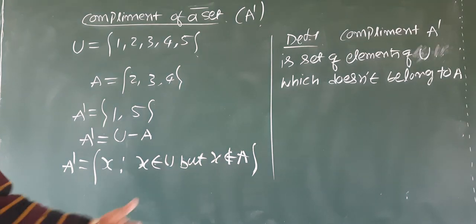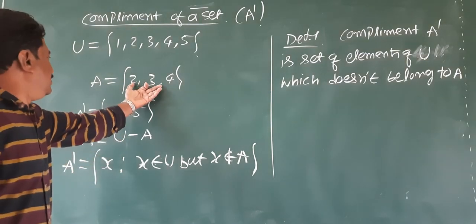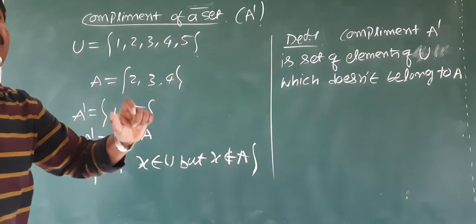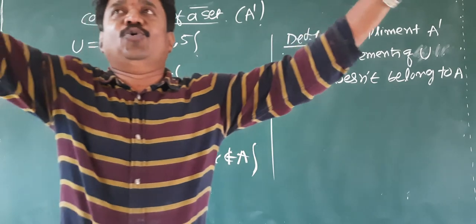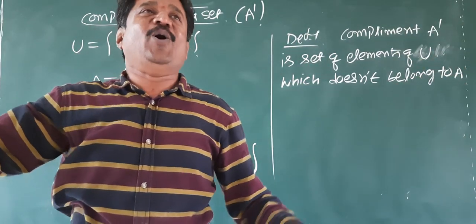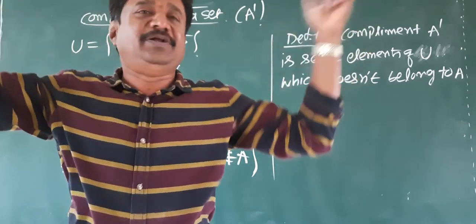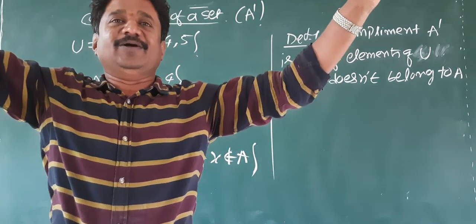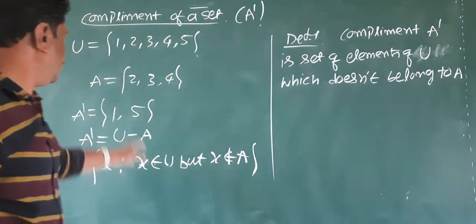Complement means, directly speaking, the outside elements of set A. If I put a dash for this room, all the space except this room means outside. Complement of this room means outside of this room.